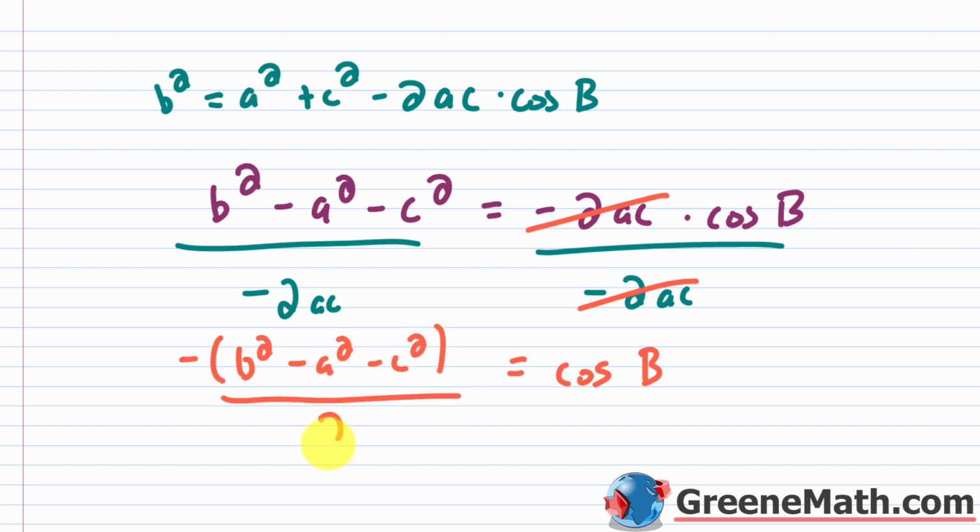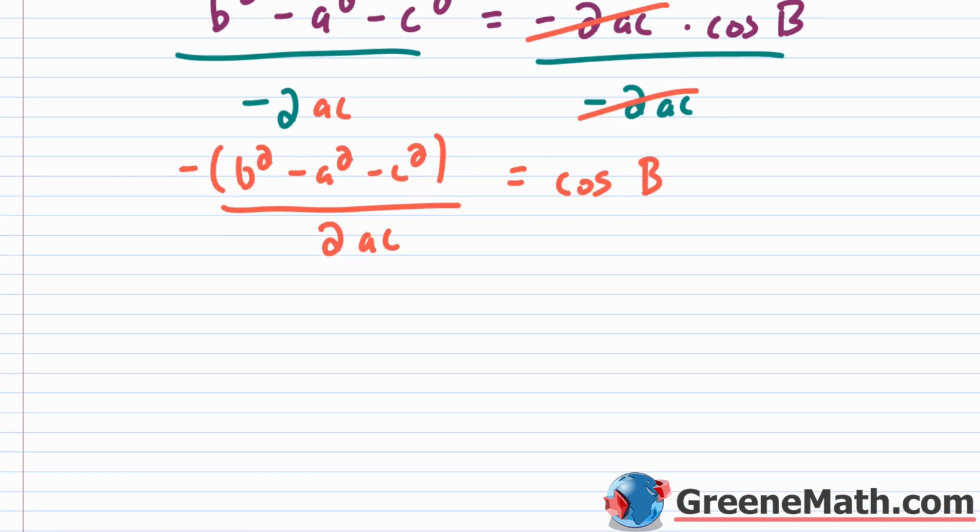And this will be over 2AC. Let me make this a little bit cleaner here so you can see what it is. All I did was take that negative from here and bring it up here. Okay, so coming down here, I'm just going to finish things up by distributing the negative and rearranging some terms.